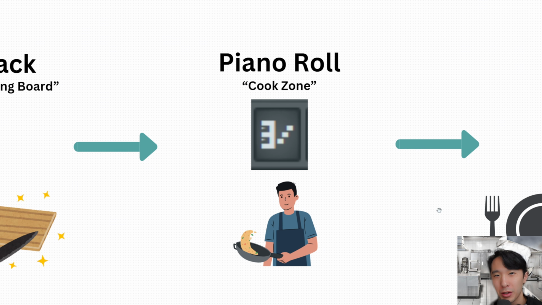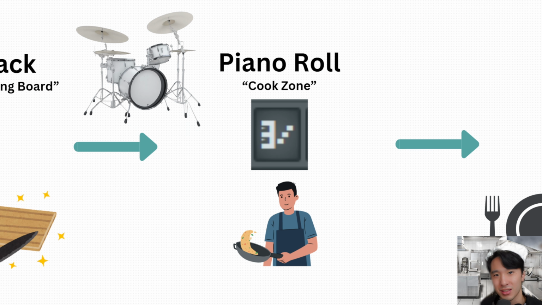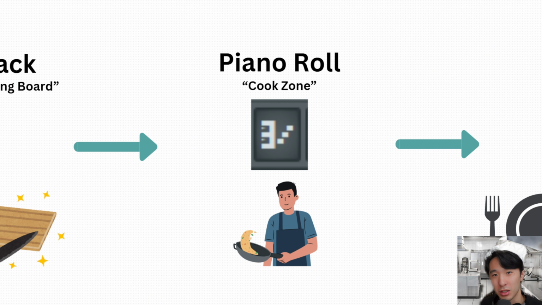You can think of the piano roll as the cook zone. This is where you actually cook the ingredients that need to be cooked, unlike the raw ingredients that can just be eaten on their own. Like the drums, you can think of the drums just as a salad. So let's go ahead and cook up our main course.